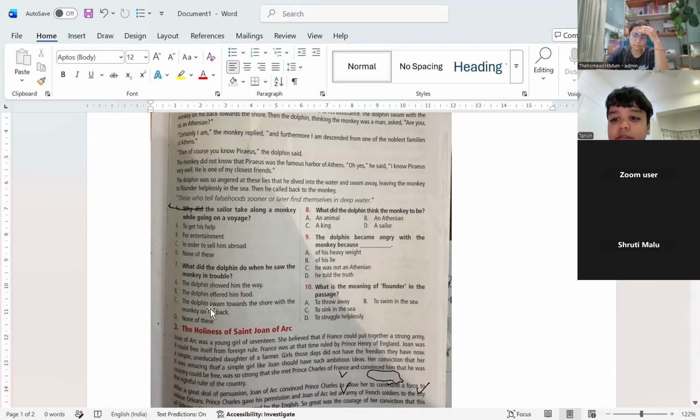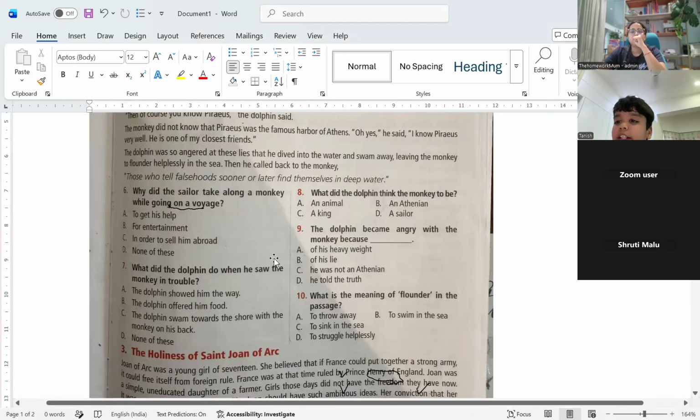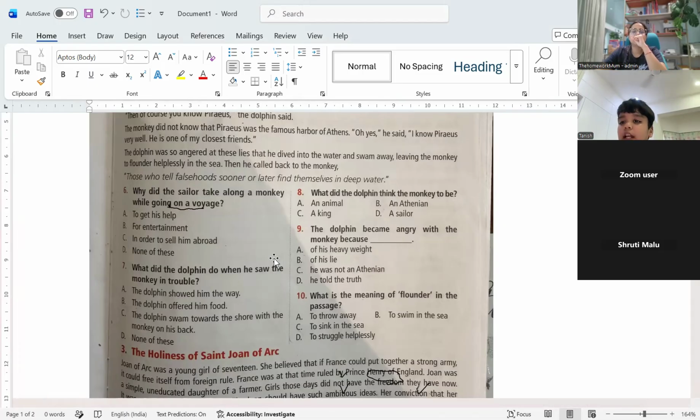D. None of these. Question number 8. What did the dolphin think the monkey to be? An animal, a king, an Athenian, a sailor. I know this answer actually because I read this passage. In my other class, English master class, I read this passage.